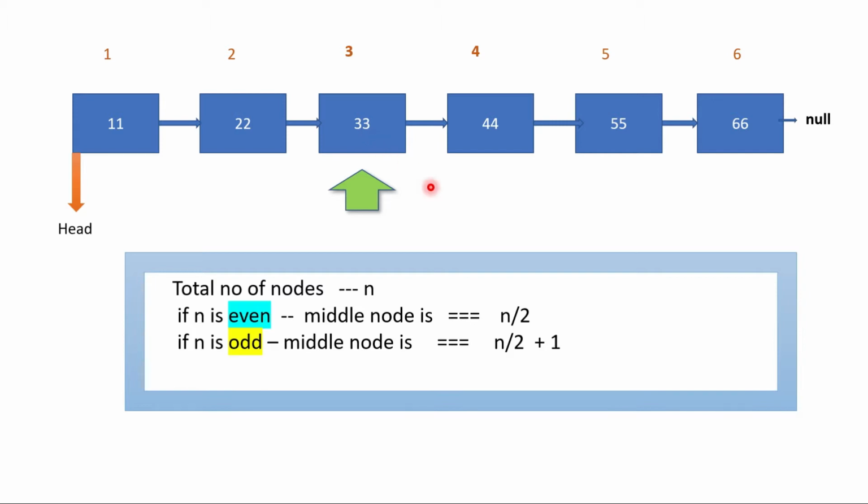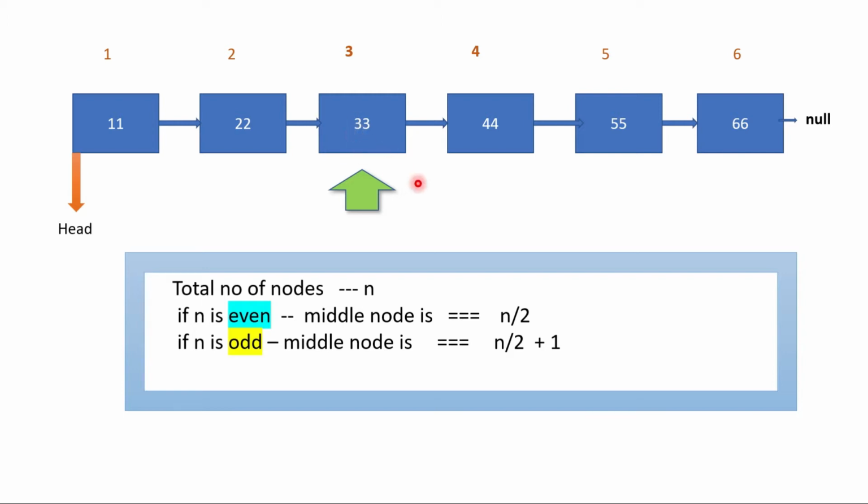If it has 7 nodes, an odd number of nodes, then the middle point will be n by 2 plus 1. That means 7 by 2, that is 3 as the integer value, plus 1, which is 4. So the fourth node will be the middle node. In the odd case, it is very clear which one is the middle node. But for even, we are considering just the n by 2 node.